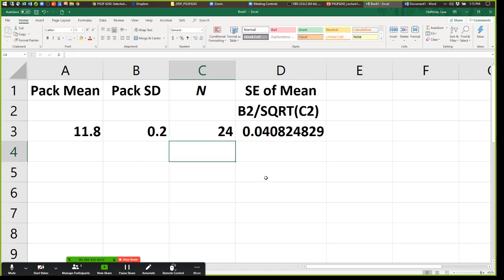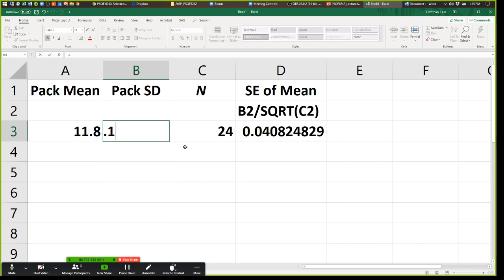Down to 0.04. What if the difference between each can and the average of the cans was smaller? Let's make it 0.1 instead. What's going to happen to the standard error of the mean? Smaller? What if it were 0.3? Bigger.